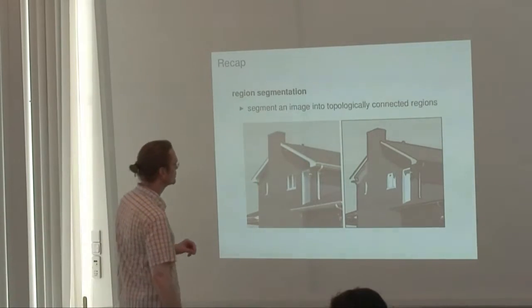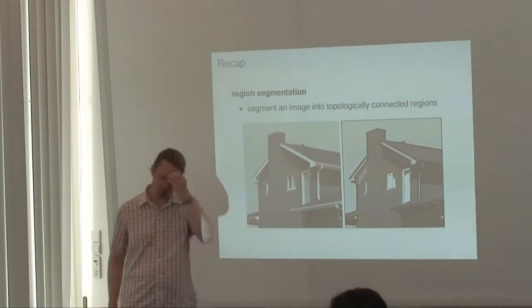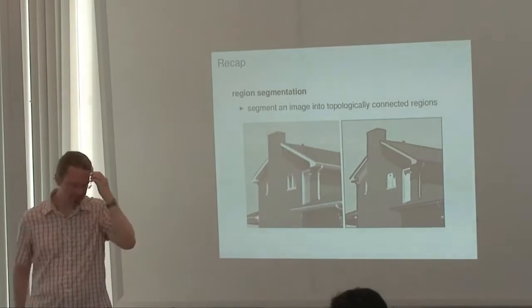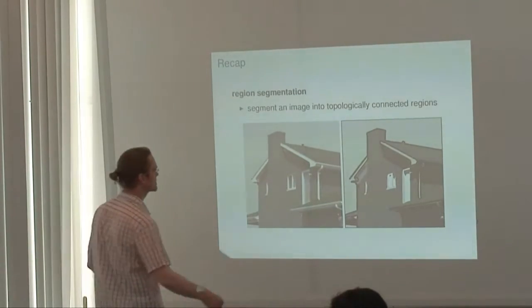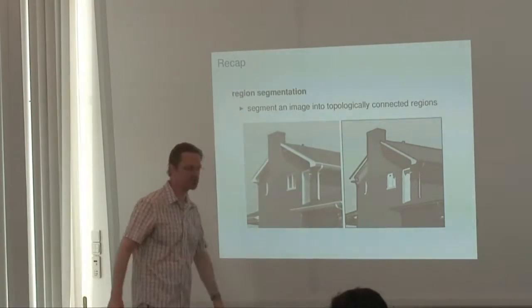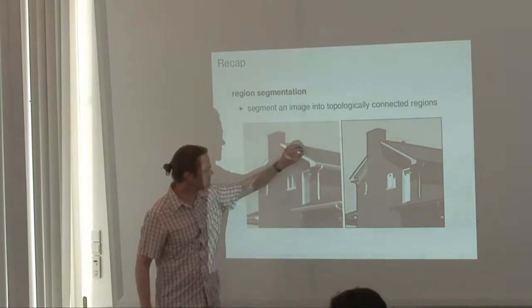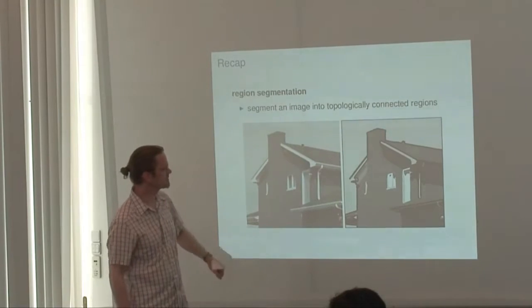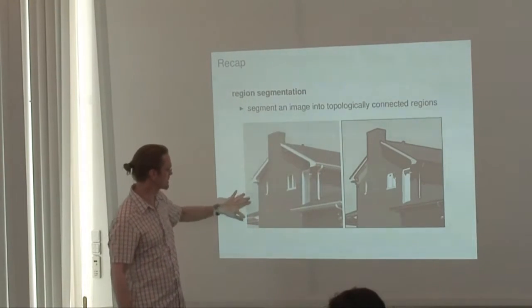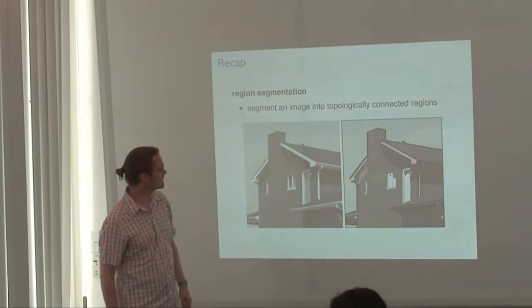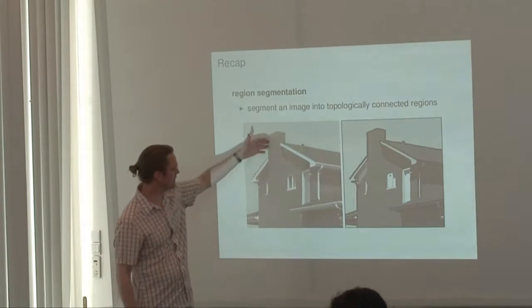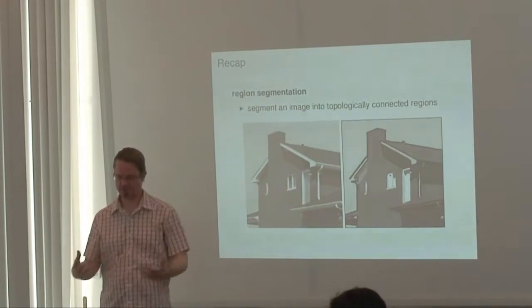Look at the roof here. There is some tiling on the roof, and that of course causes some pixels to be brighter, some pixels to be darker, but the texture of what we would call the roof is a different texture from what we would call the sky, and that is again a different texture from what we would call, I don't know, the facade of this building.